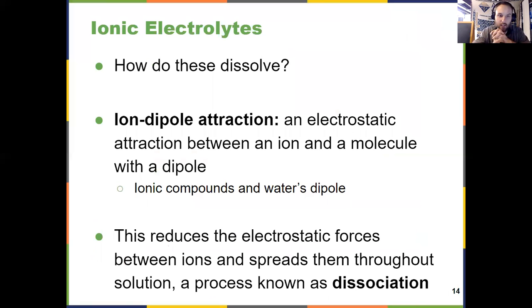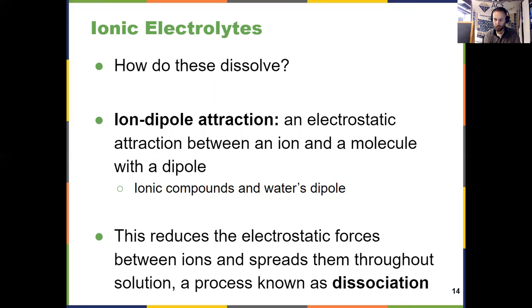So why are these things dissolving and breaking up? And this ties into chapter 10. It's one new form of intermolecular force. And we had dipole-dipole before. Now we're thinking about ion-dipole attractions. It's an electrostatic attraction between an ion and some sort of molecule that has a permanent dipole.